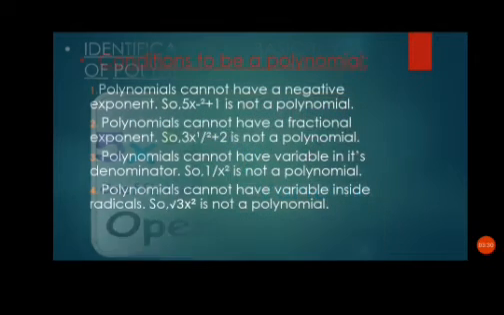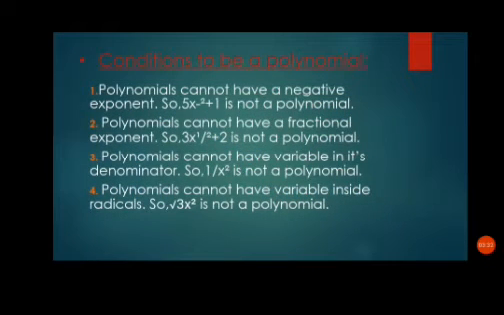So moving forward, we will learn what makes a polynomial a polynomial. It means the conditions to be a polynomial. The first condition is that polynomials cannot have a negative exponent. So 5x raised to the power minus 2 plus 1 is not a polynomial.